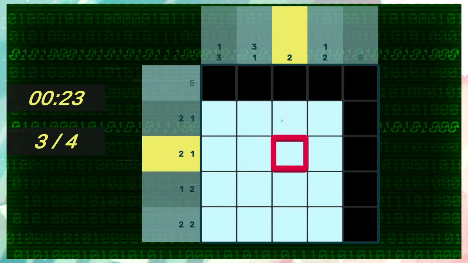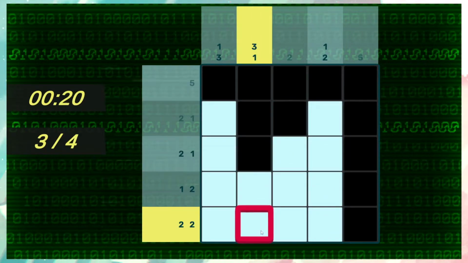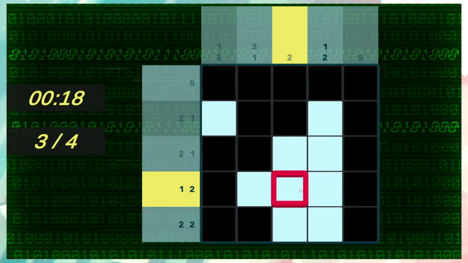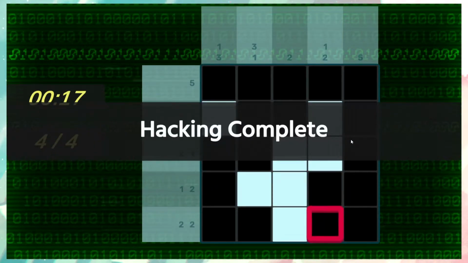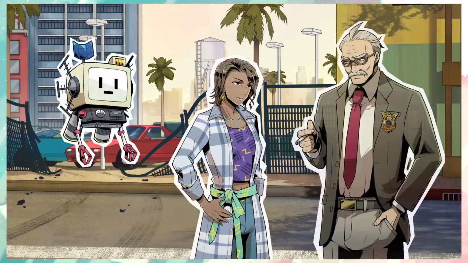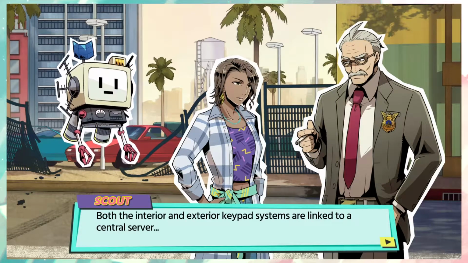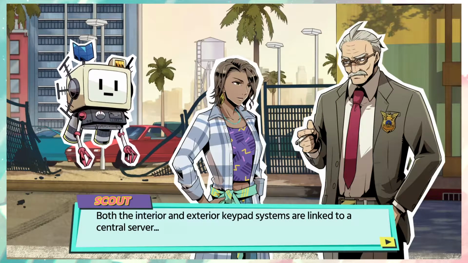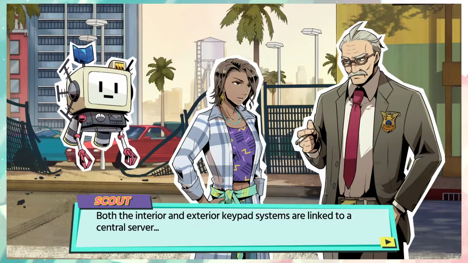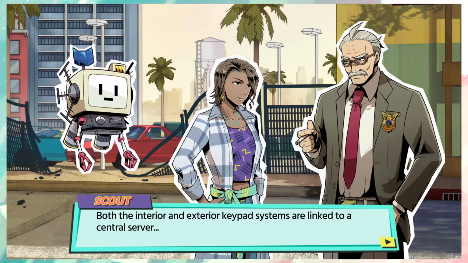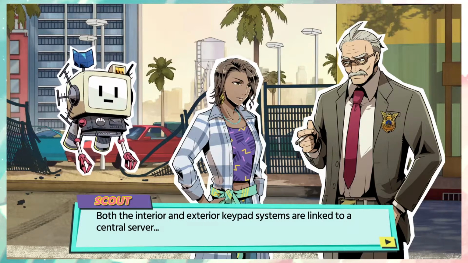Let's see, what am I doing? Just, you know, the edges, like always. The edges always help give you the most information. Great. Both the interior and exterior keypad systems are linked to a central server. How did you get that by scanning the key? How do you do that?